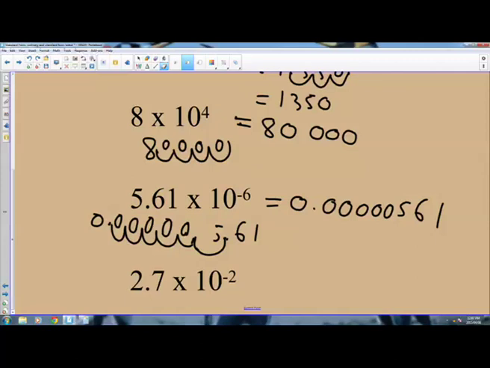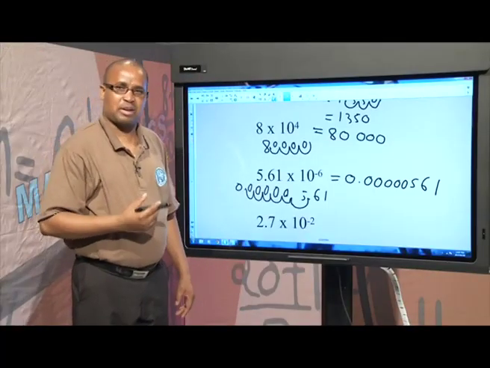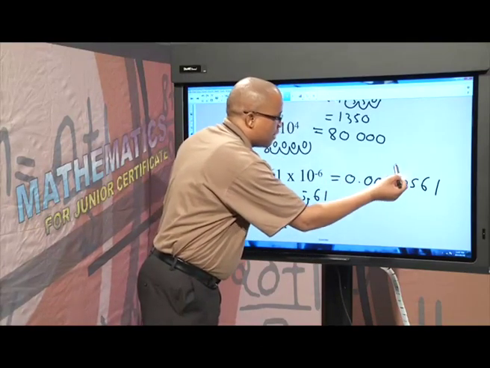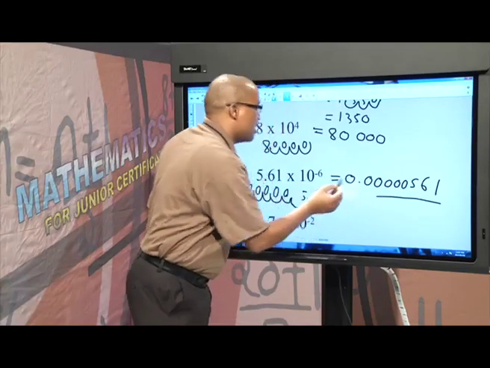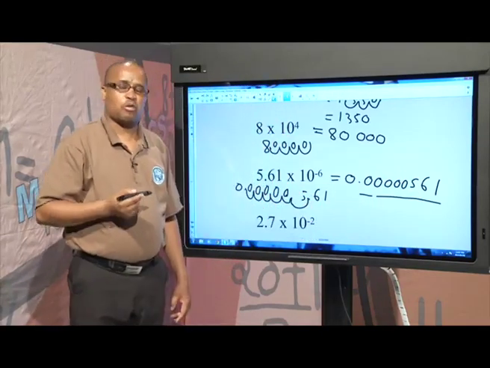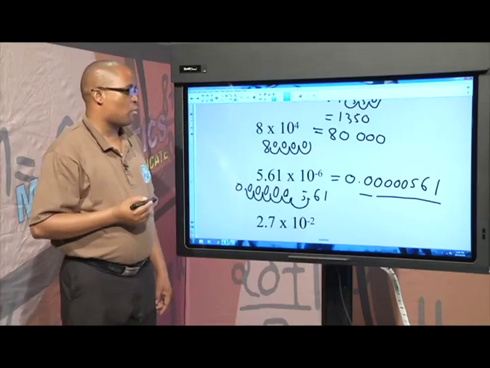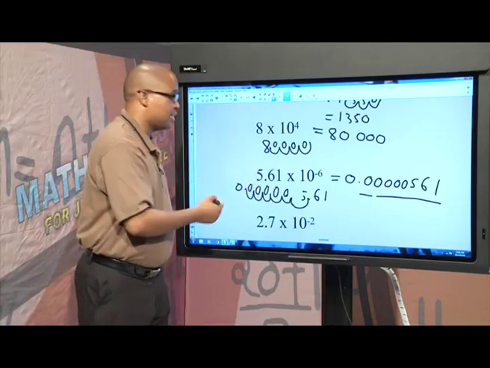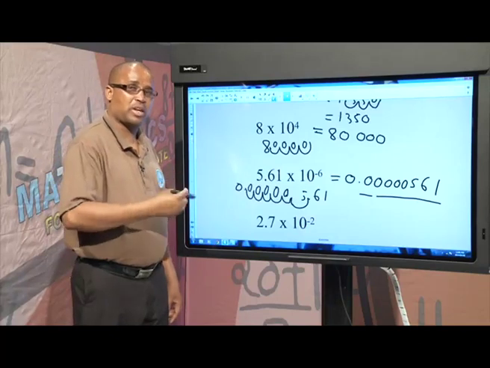Remember, if we are to convert this to standard form, we are going to move this point 6 steps to the right, 1, 2, 3, 4, 5, 6, which is 5.61 times 10 to the power negative 6. So upon writing 5.61 times 10 to the power negative 6 as an ordinary number from standard form, you will get 0.00000561. This is how you write a number in ordinary number from standard form. All you need to know is to check if the power is negative, you move your point to the left. If the power is positive, you move the point to the right.